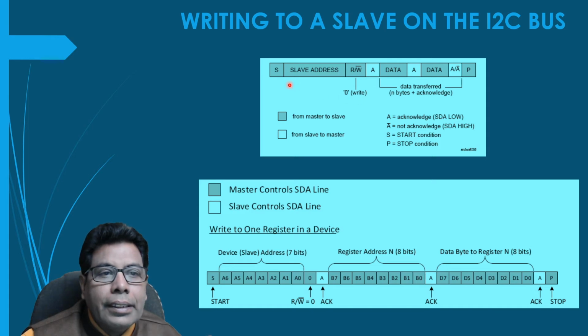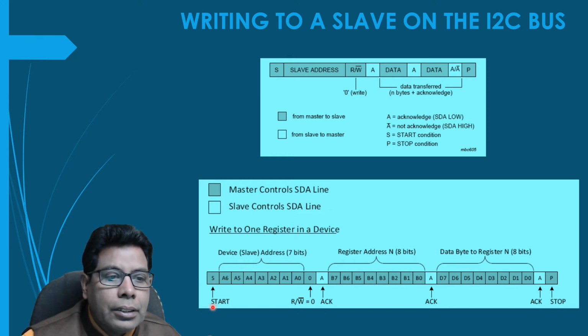So this is the data sent from the master. You can see here from the master. As you can see, the details are given here. So the start bit is sent first, and then we have the slave device address, which is 7 bit, A0 to A6, that will be sent. And this RW bar bit, if it is 0, that will be the write operation.